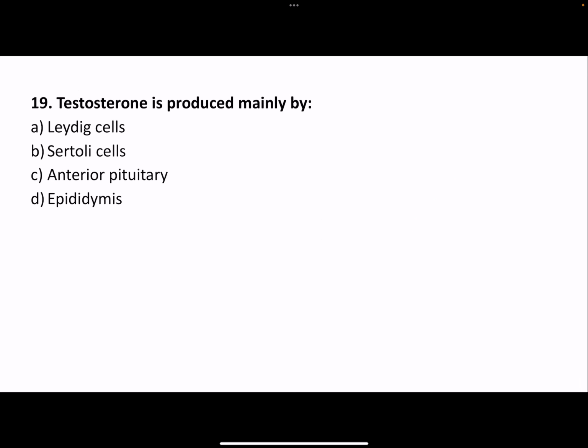Question number 19. Testosterone is produced mainly by. It is produced mainly by the interstitial cells of Leydig in the testis. So the answer here is option A, that is the Leydig cells.